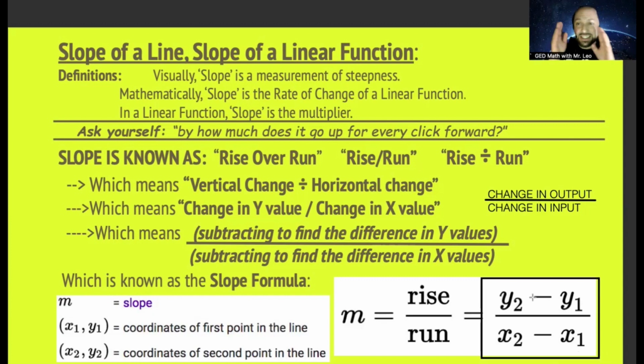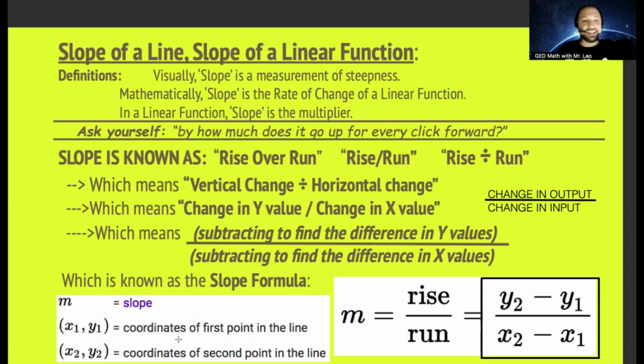This is just systematically making you subtract to find the difference in the y's. That means find the difference in the outputs. That means find the vertical change. This y2 minus y1 is mathematically counting the rise. If it rises 3, when you do the math, you're going to have a 3 on top here. And then the run is the difference in the x values, x2 minus x1. This is the slope formula. You notice they use the letter m again, from the French montreur for mountain, as in slope. It's also the multiplier in a function.